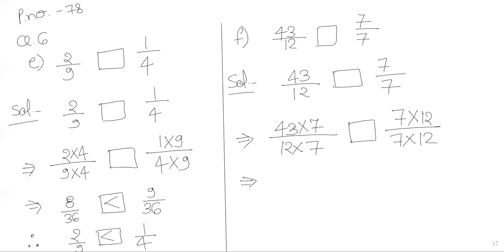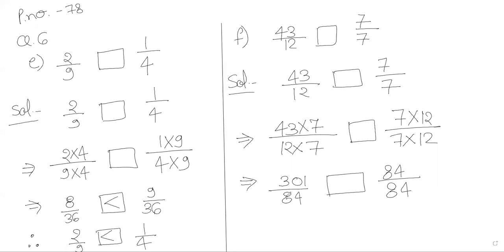Now in the next step solve 43 into 7. 43 into 7, what will be the answer? 43 into 7 is 301 upon 12 into 7. 12 into 7 is 84. Okay. We have solved the left side. Now solve the right side. 7 into 12 is 84. And 7 into 12 is 84.